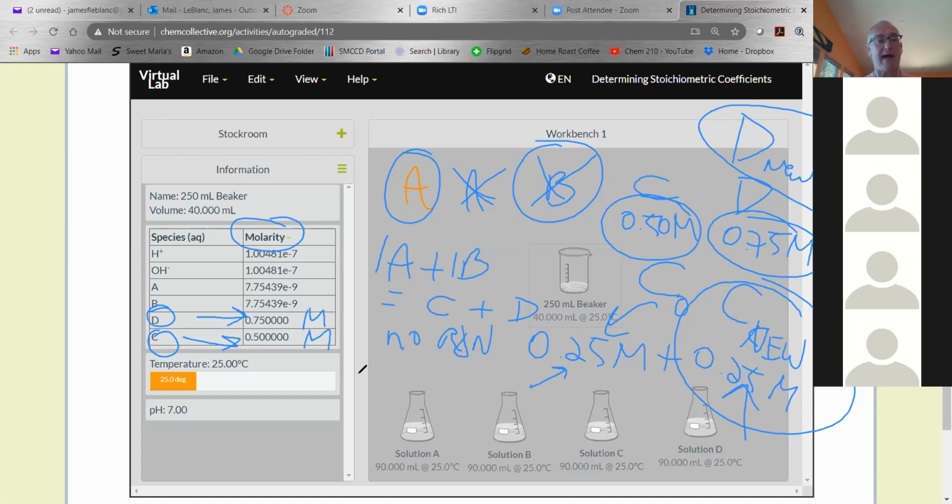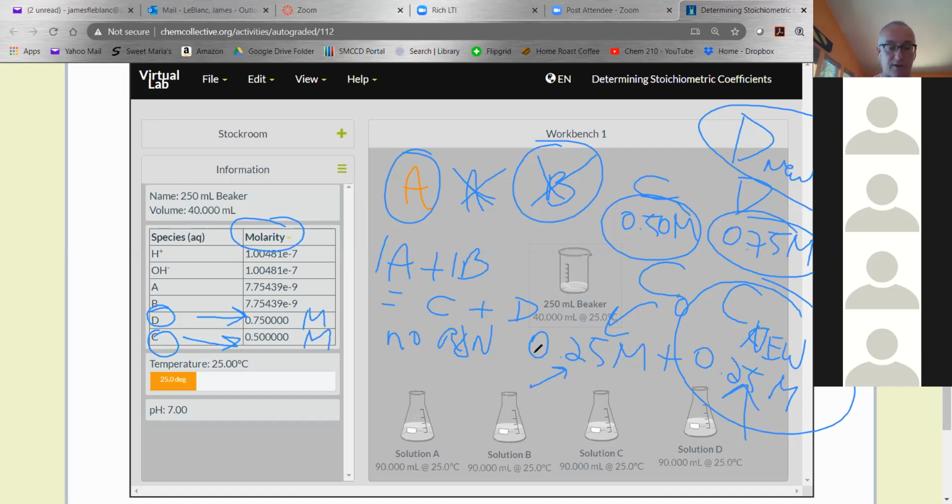So then go back, figure out that's the simplest. Try some other combinations and see what happens. If you add more A, what happens? If you add more B, what happens? Do you get more product or do you get less? Or do you get the same? So this will let you figure out the stoichiometric relationship, the coefficients between products and reactants.